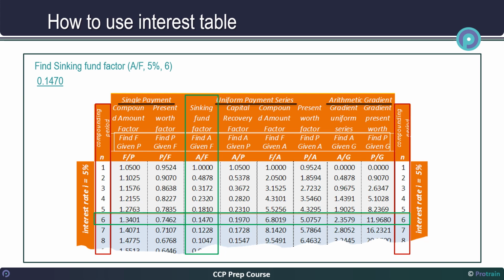There's one important thing to note about use of interest tables when it comes to the CCP certification exam. Note that in the certification exam you will be given the formula sheet instead of interest tables. Therefore, as far as the exam preparation goes, you need some practice on calculating the discount factor by putting the values in the discount factor formulas.